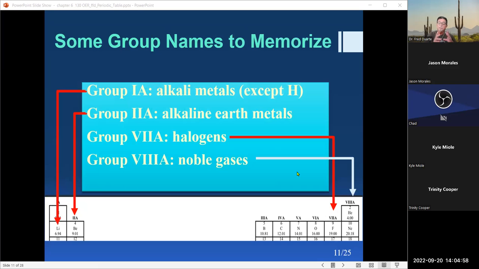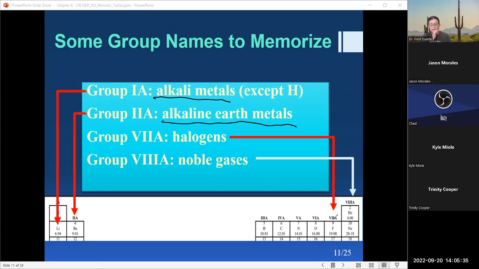Okay, now some elements in certain groups have their own specific name. Group 1A, these elements in the very first column, with the exception of hydrogen. Hydrogen's not that, because hydrogen is not a metal. They have their own little name called the alkali metals. And then the next group, the 2A group, their alternative name, or specific name I should say, is the alkaline earth metals.